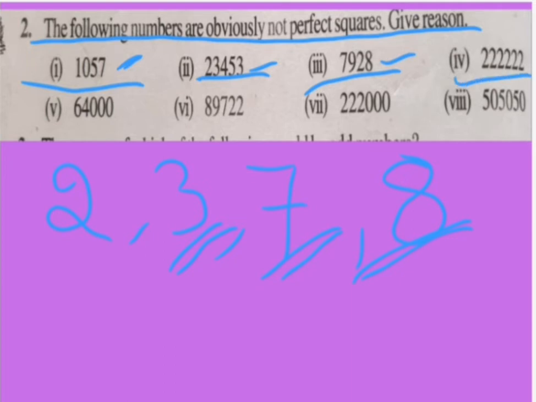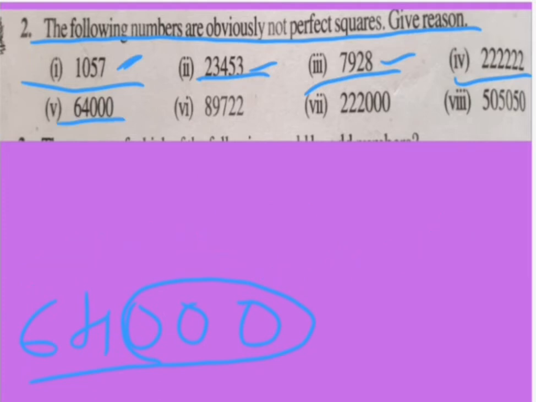Next, the fourth question, 2 in the unit place. 2 should not come in the unit place of any square number. Next, 64,000 we have. For this one we have to use the number of zeros property, which says that whenever you square a number, you always get an even number of zeros. Even number of zeros means either 2 zeros, or 4 zeros, or 6 zeros, or 8 zeros, or 10 zeros. Like this you have to get the number of zeros in an even number pattern.